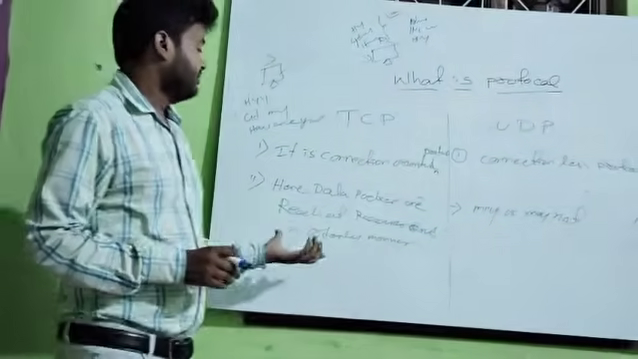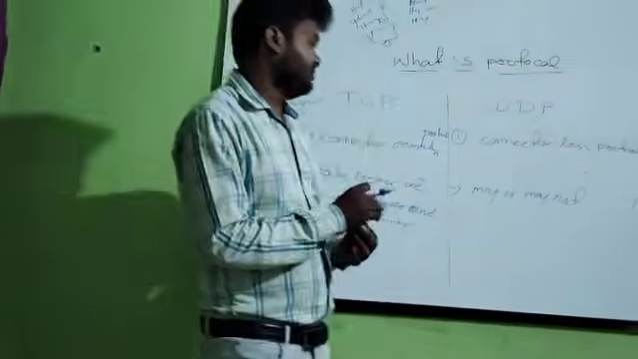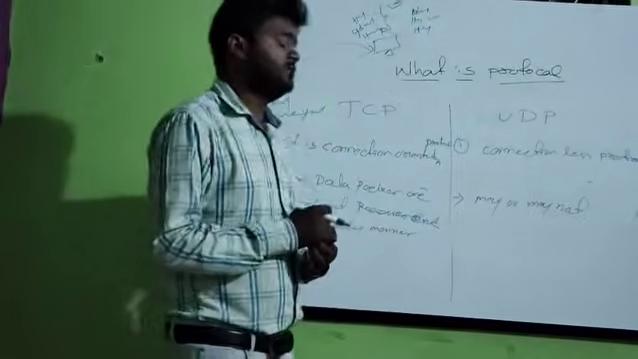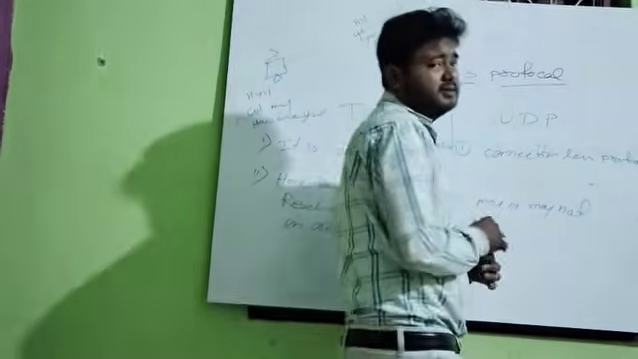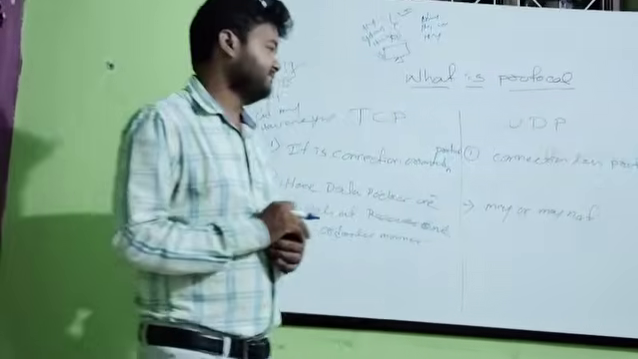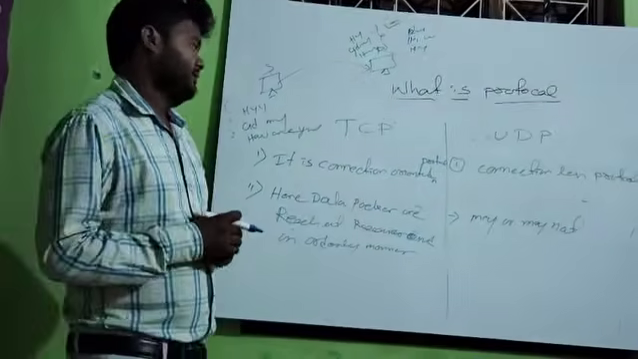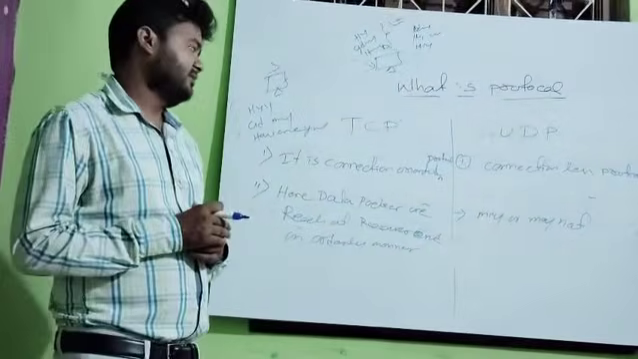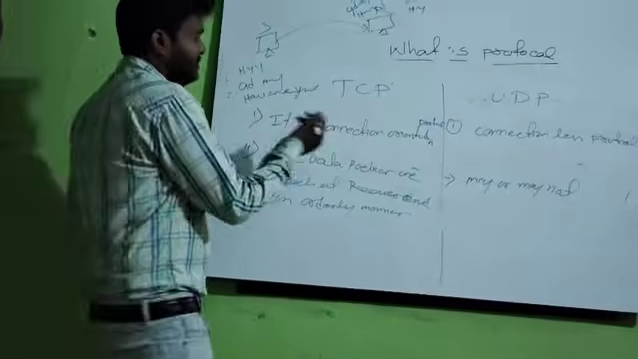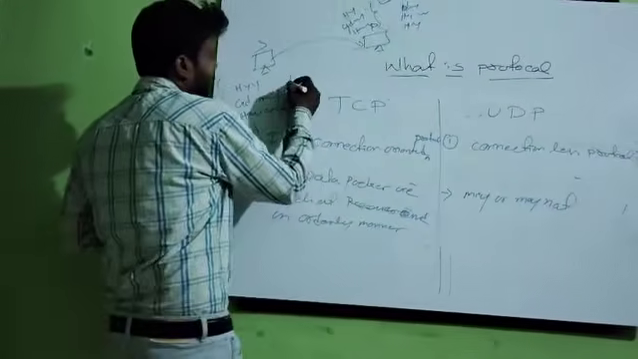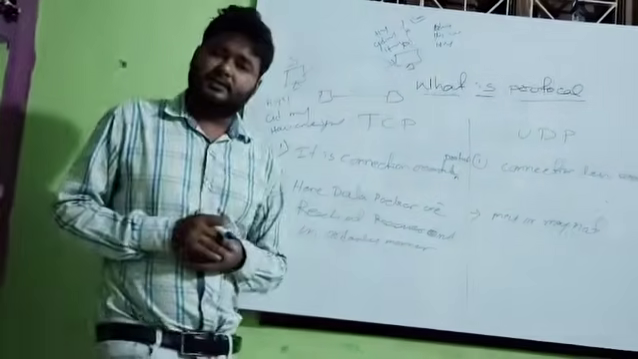Here in TCP the data packets reach in an orderly manner, but in UDP it may or may not. Sometimes they reach in order, sometimes in an unorderly manner, because there is no fixed path available in UDP, so the data packets take their own routes. But in TCP there is no problem, because a physical path is there, so the data packets automatically reach the receiver in order.